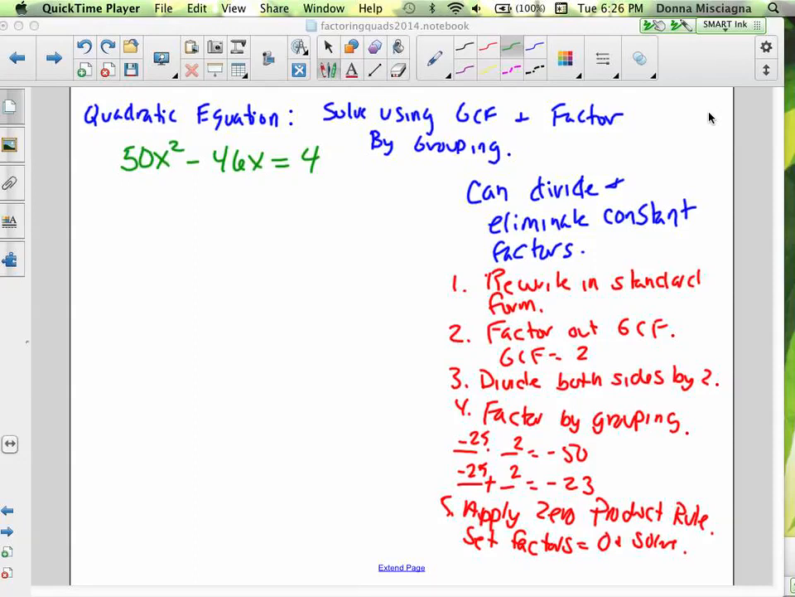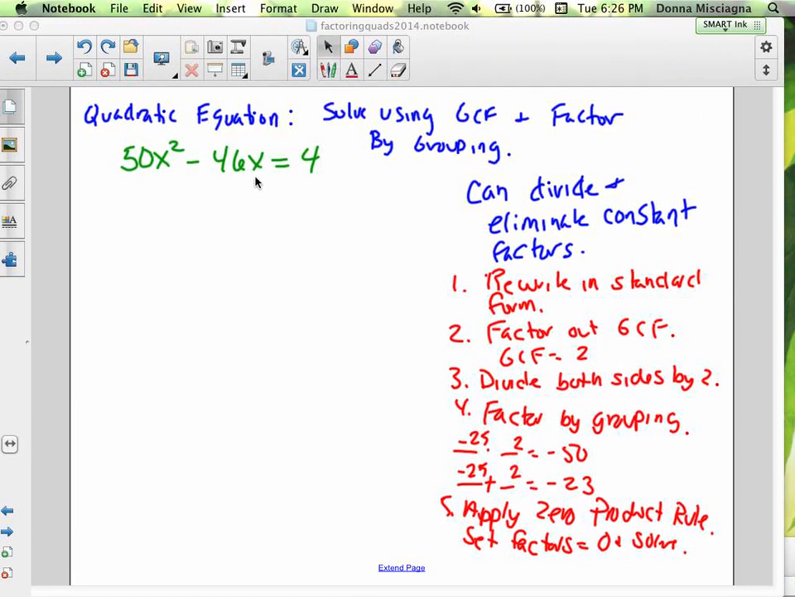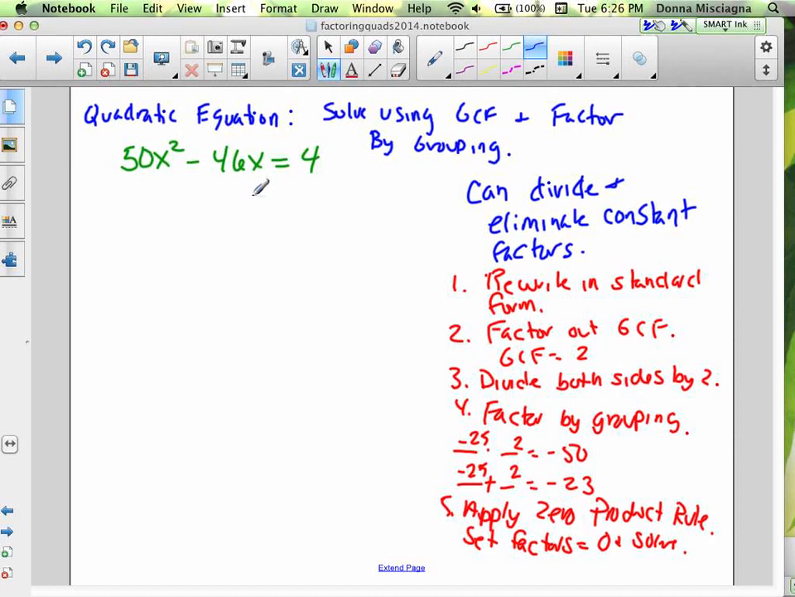Welcome back. All right, so we're going to solve this one: 50x squared minus 46x equals 4. First let's rewrite this in standard form. We're going to have to subtract 4 from both sides, to move everything to one side.